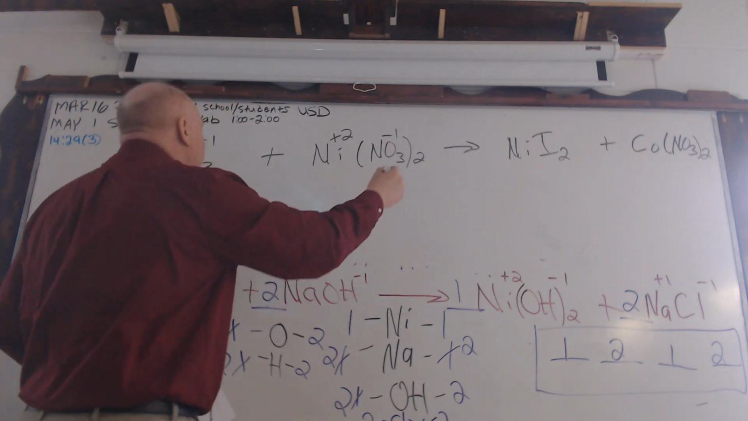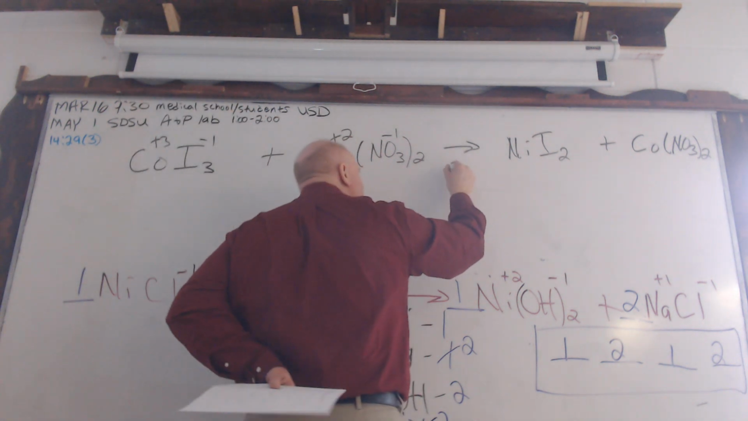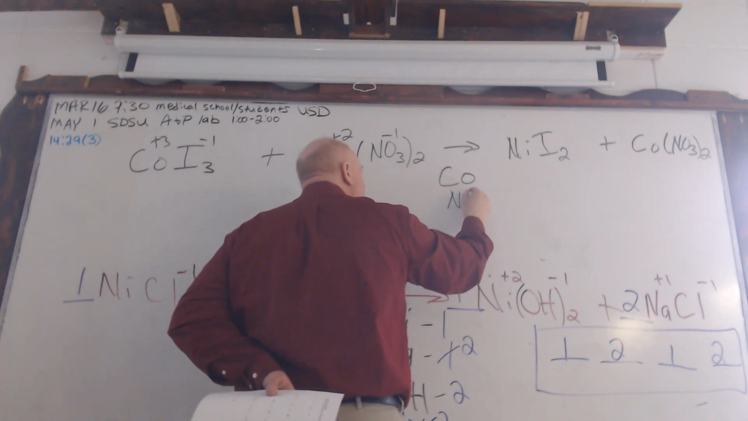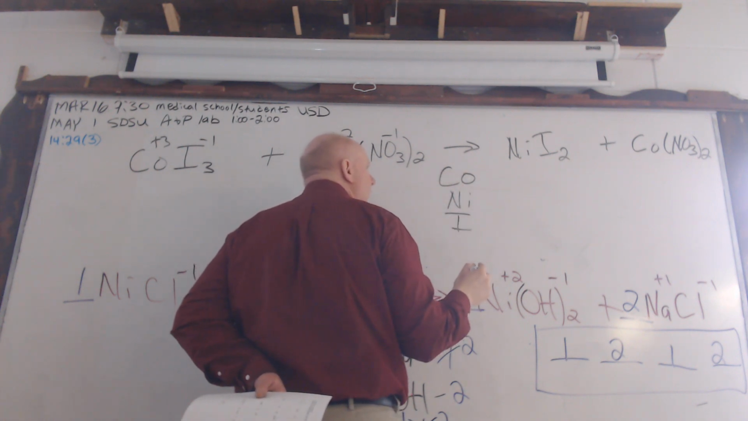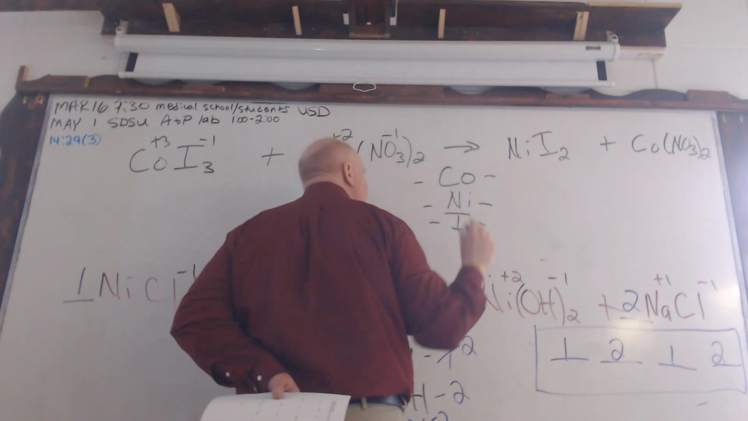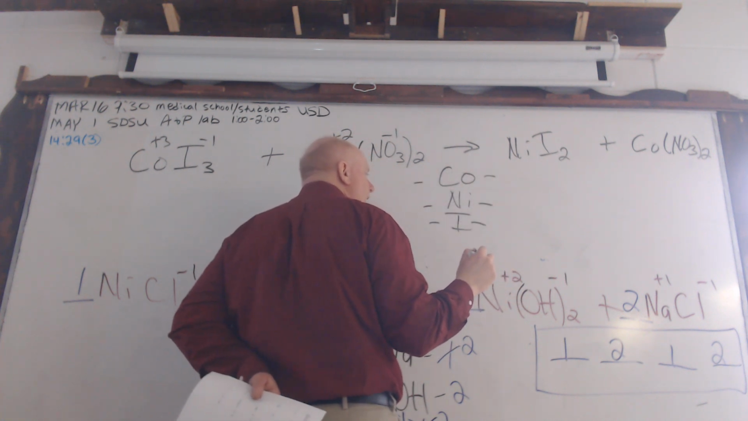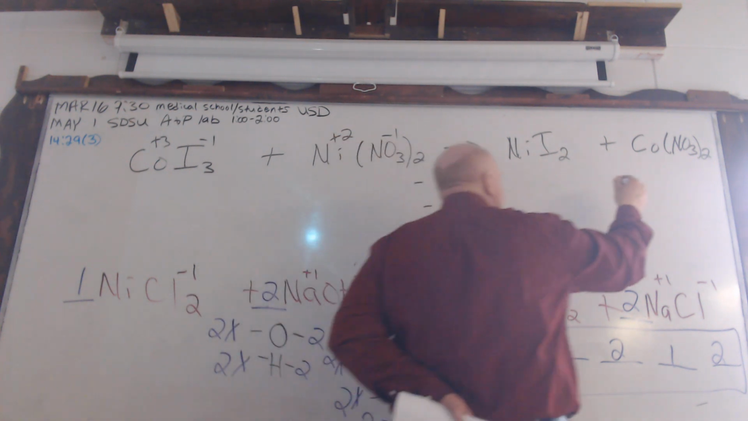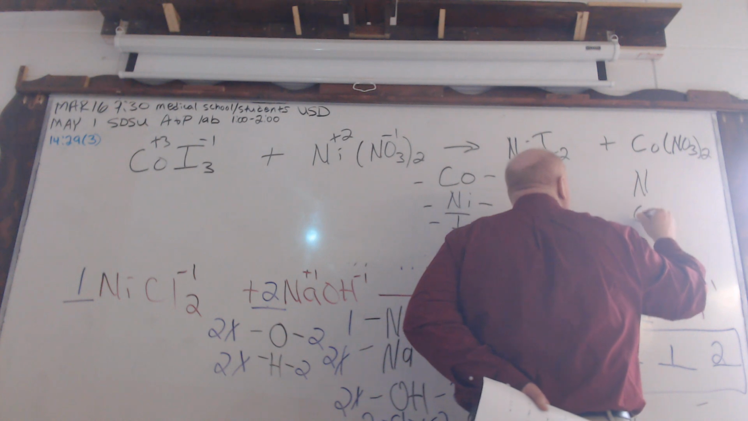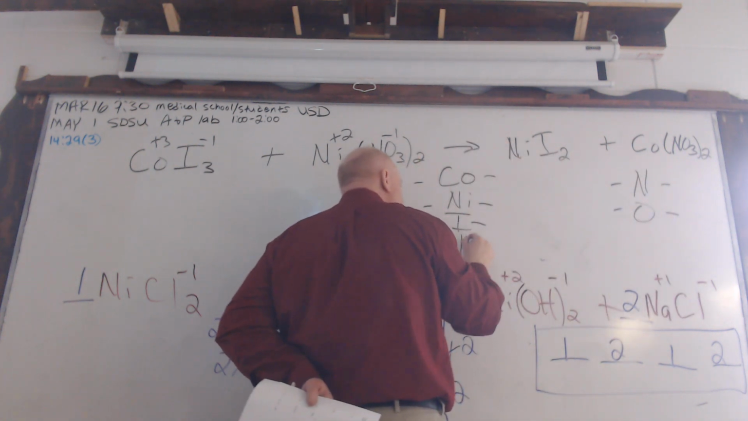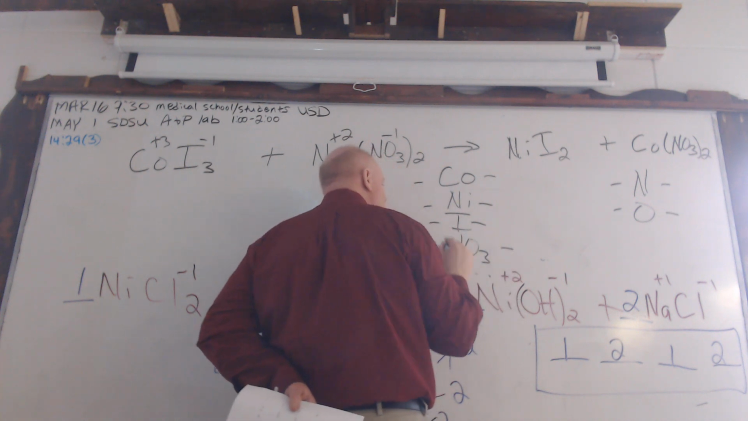So to help ourselves out, what elements do we see besides cobalt? Nickel, iodine, and do you want nitrogen and oxygen or NO3? Nitrogen and oxygen. Okay, all right. Some people probably prefer to keep them together because it works.